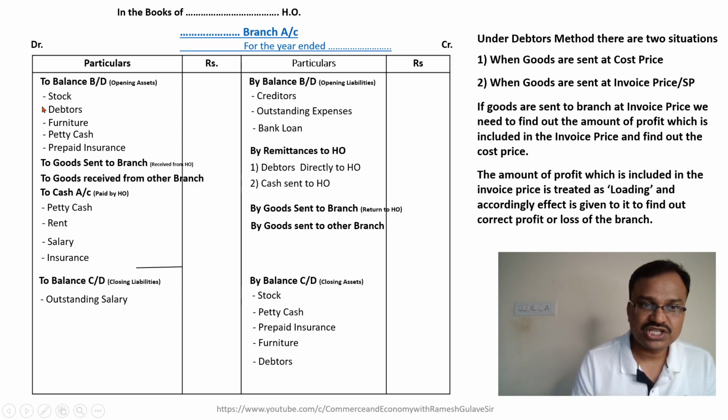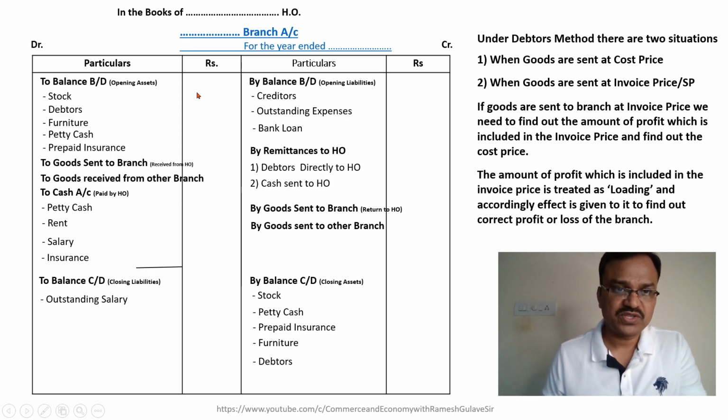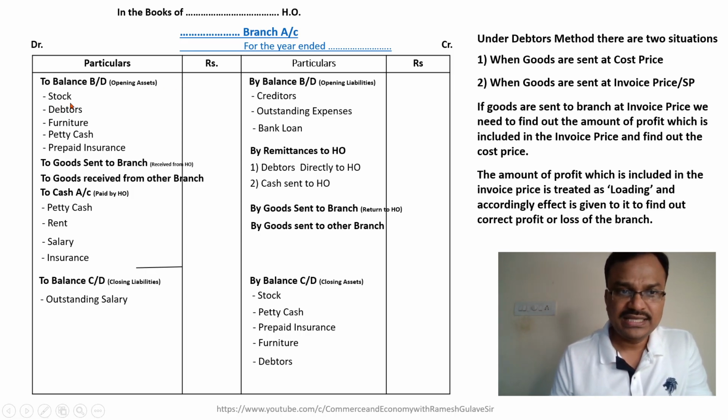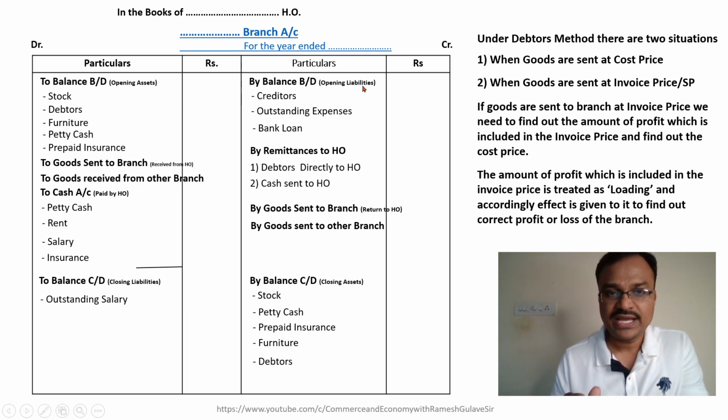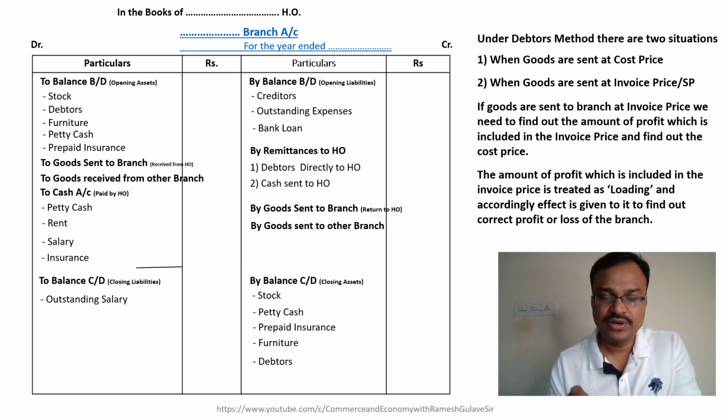Now let us take a situation. Suppose the stock at the beginning is rupees 50,000. Okay, stock is rupees 50,000, and the amount of profit which is included in the stock is rupees 10,000. So basically here on the debit side we have recorded the amount of stock as 50,000, and we know that this 50,000 includes the profit of 10,000. In this case we need to give effect of that 10,000 on the credit side of branch account. Okay, so we will record on the credit side of branch account loading on opening stock rupees 10,000.